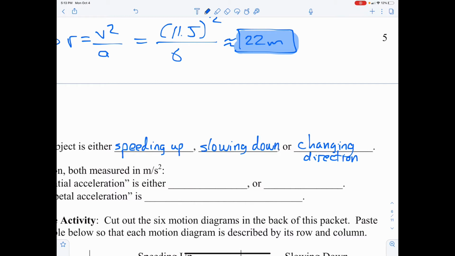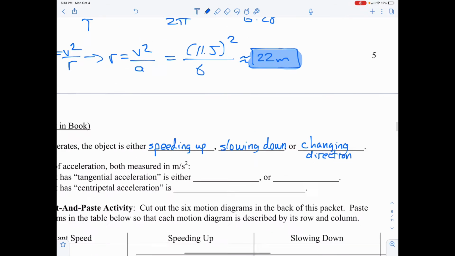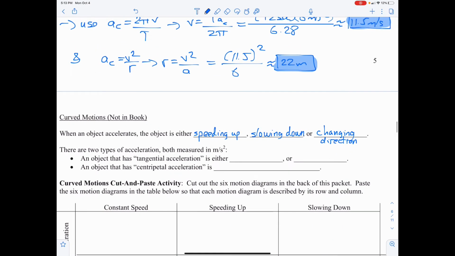Changing direction is kind of what we're referring to more in this unit. Now, there are two types of acceleration, both measured in meters per second squared. Tangential acceleration either refers to speeding up or slowing down. That's because tangential acceleration goes in the direction of velocity, right? Or against direction of velocity if you're slowing down. And velocity goes tangent to the curve.